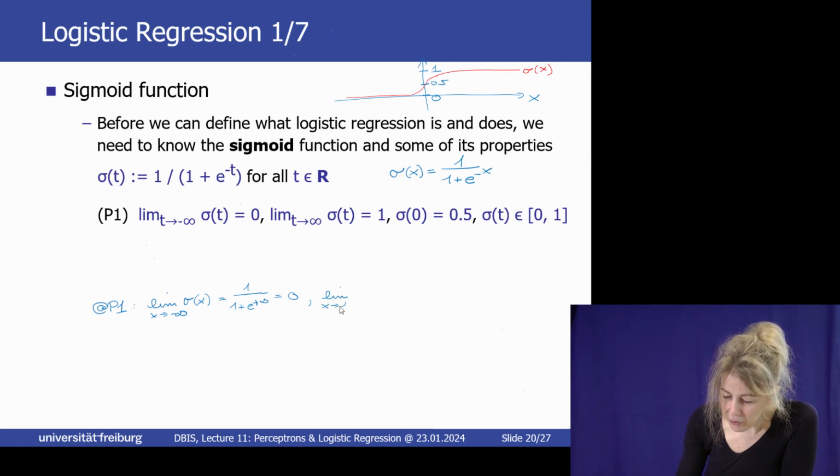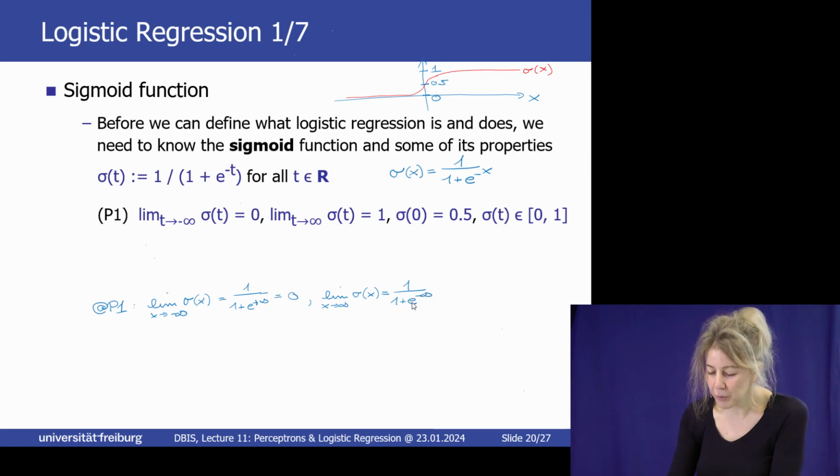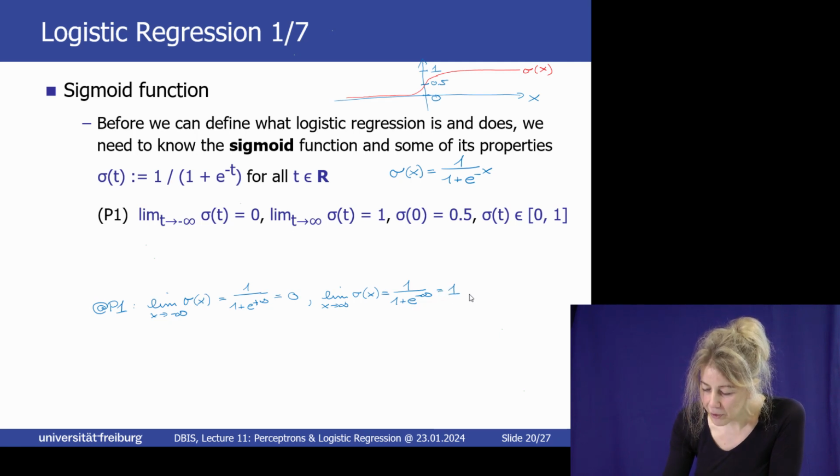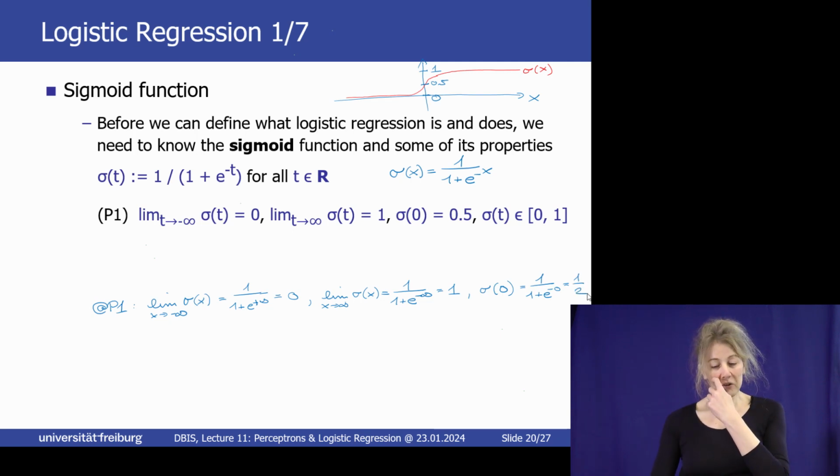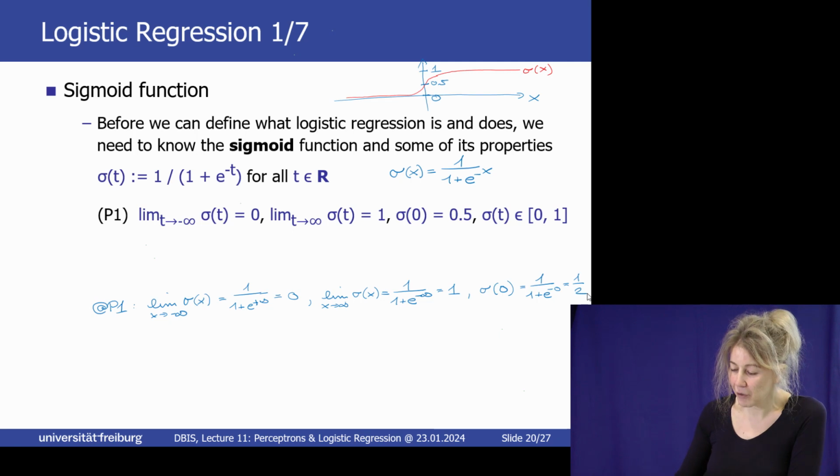Now let's do sigma of x going to infinity. So if I have 1 divided by 1 plus e to the minus infinity, now e to the minus something very large becomes 0. So this is 1. And if I plug in the value 0, you just have to plug it in. It's 1 divided by 1 plus e to the minus 0, which is e to the 0, which is 1, which is 1 over 2, which is 0.5. And it's also easy to see that it can never be less than 0.